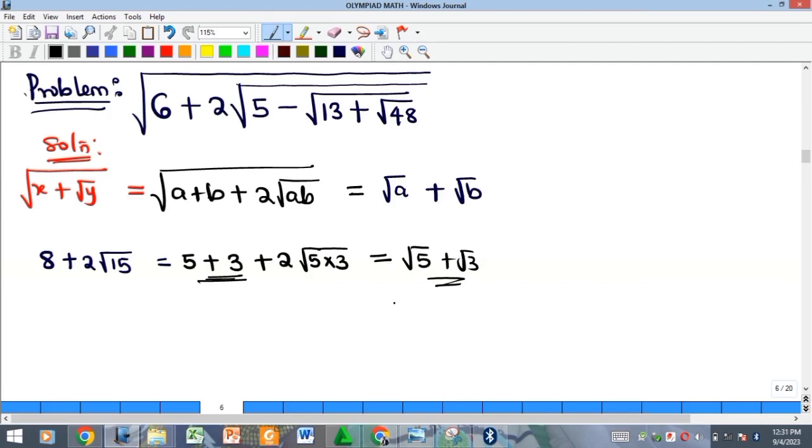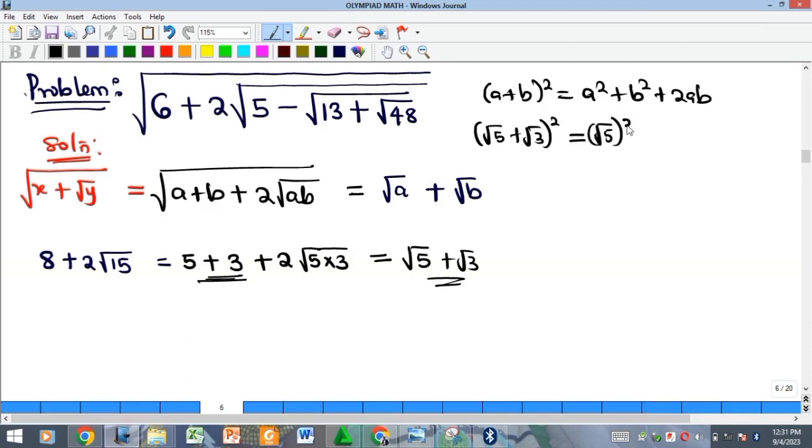Now this actually lies on a particular principle, and that's the principle of expansion. Of course, if I have a plus b all squared, this is equal to a squared plus b squared plus 2ab. If you open up these brackets, you will get this. So in other words, if I have the square root of 5 plus the square root of 3 all squared, this is equal to the square root of 5 all squared plus the square root of 3 all squared, plus 2 times the square root of 5 times the square root of 3.